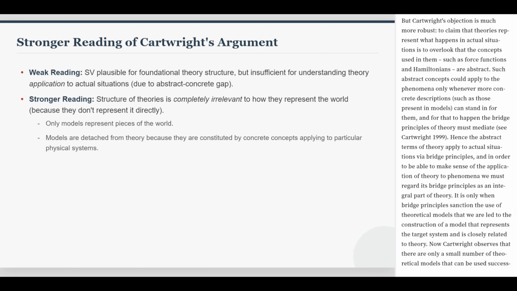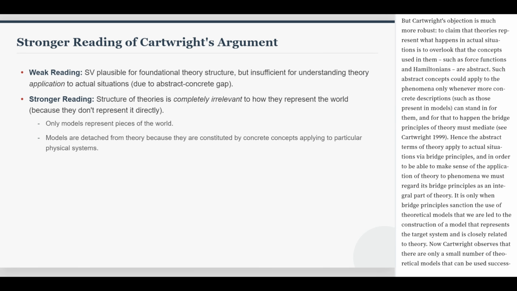So, what's the strength of Cartwright's argument? One interpretation is that the semantic view might still have a role in understanding the foundational structure of scientific theories. But when it comes to applying those theories to the real world, focusing solely on that structure is misleading because it ignores the crucial abstract to concrete gap bridged by those principles.